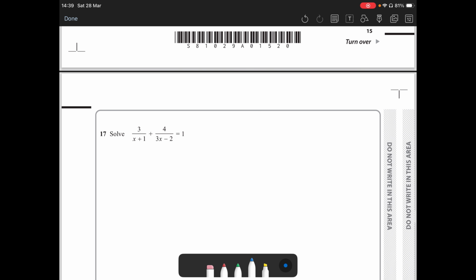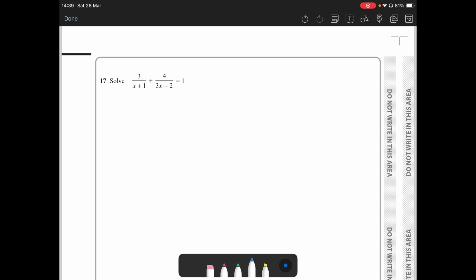Okay? Very cool. Number 17, right? We're nearing the later stages of this paper now. Solve this equation. There are a few ways to do it. So I'm going to add the fractions together.